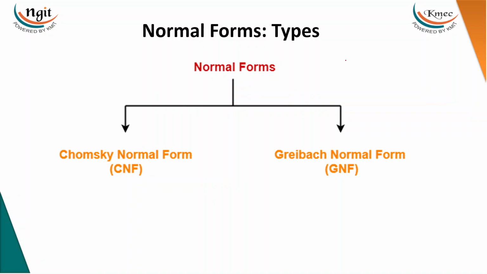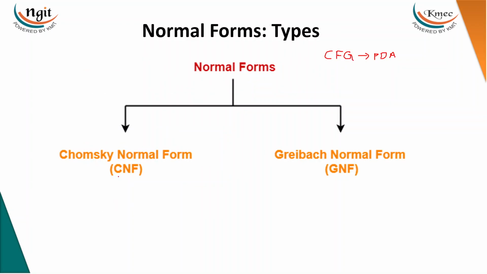As I told you already in the last unit, if you want to convert a context-free grammar to a pushdown automata, make sure that the grammar is either in CNF or GNF, Chomsky normal form or Greibach normal form. That's the reason we have to convert into a normal form. But make sure that the grammar must be minimized. We'll discuss those conditions in the next slide.